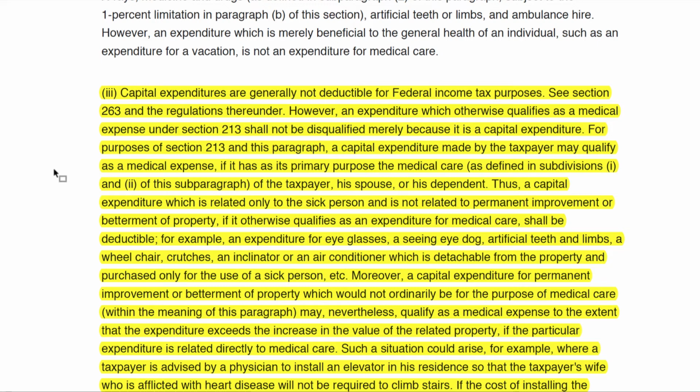So capital expenditures are generally not deductible for federal income tax purposes. See Section 263. So it actually references some other code sections. However, an expenditure which otherwise qualifies as a medical expense under Section 213 shall not be disqualified merely because it's a capital expenditure.